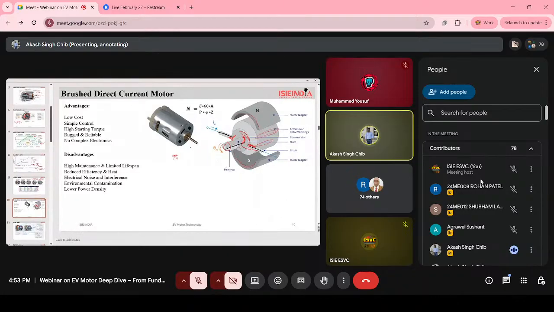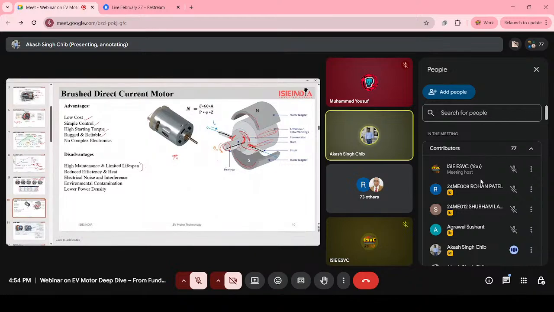So here are some advantages as well. It has very low cost and very simple control. Due to its size, it has high starting torque. It is rugged and reliable, and there are no complex electronics like the other motors we are using in EVs. And it has some disadvantages, which is why we are not using it nowadays in every model.